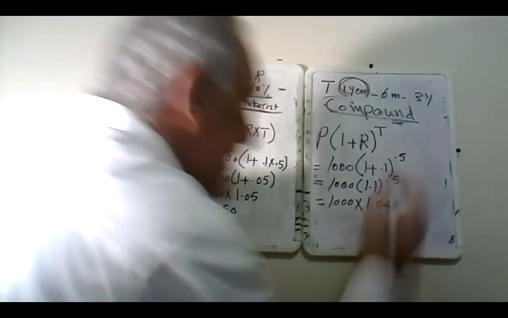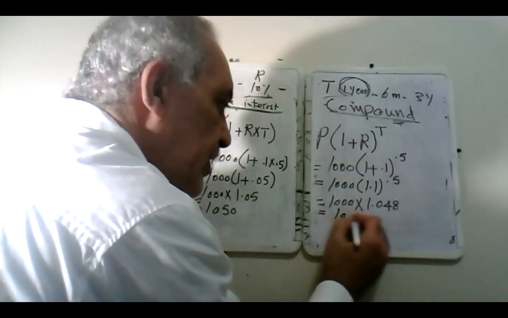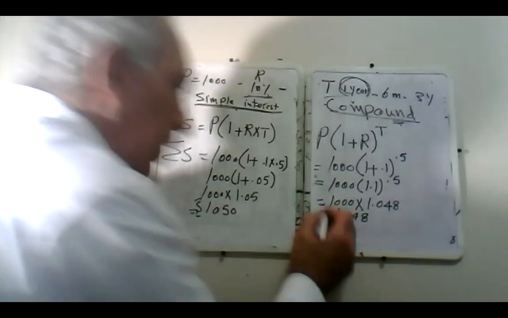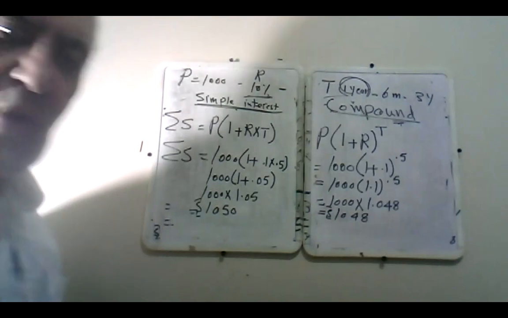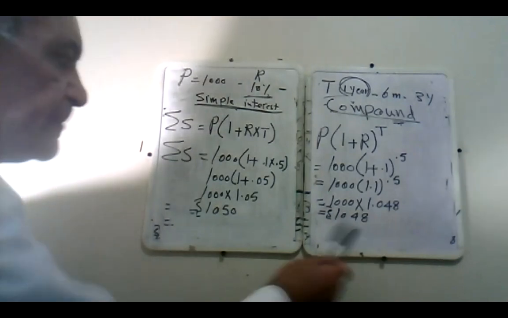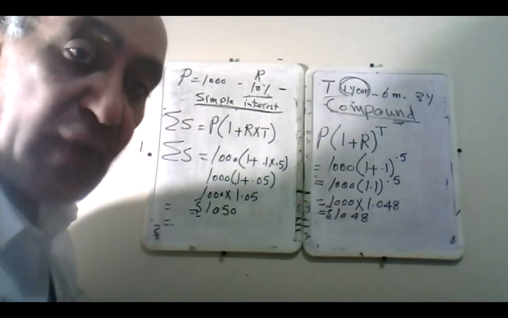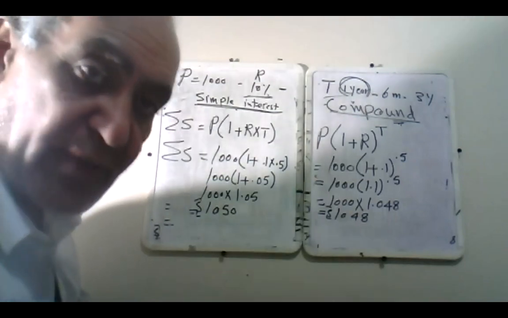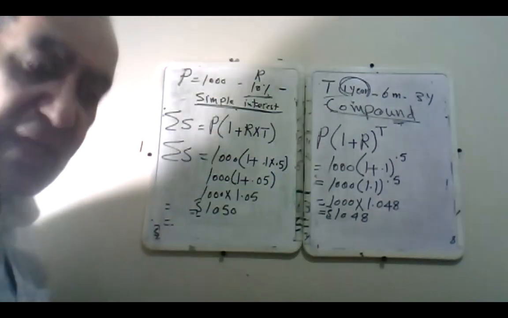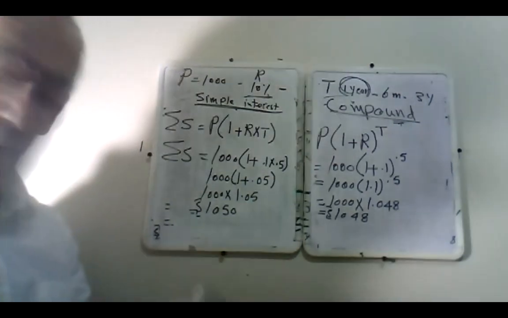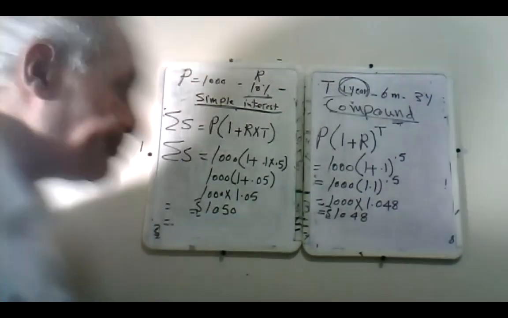Let's keep it like this, taking 3 digits is more than enough. Then this will equal $1,048. So what do you notice from here now? You will notice that if the period of time is less than 1 year, then we will find that the simple interest is greater than the compound interest.